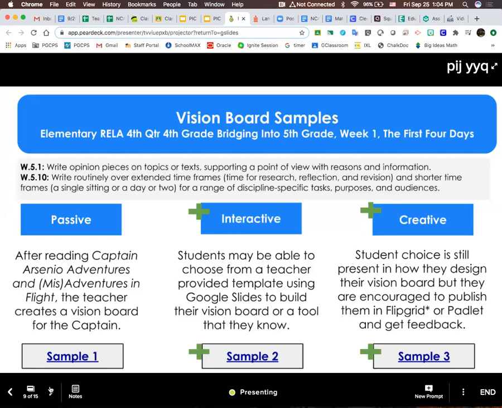All right, you go ahead. So we're going to look at some examples of a vision board activity that was done in a 5th grade class. We have one example that's passive, one that's interactive, and one that's creative. Mr. Swain, if you can click on sample 1, we're going to look at the passive example where the teacher created the vision board and just gave it to the students.